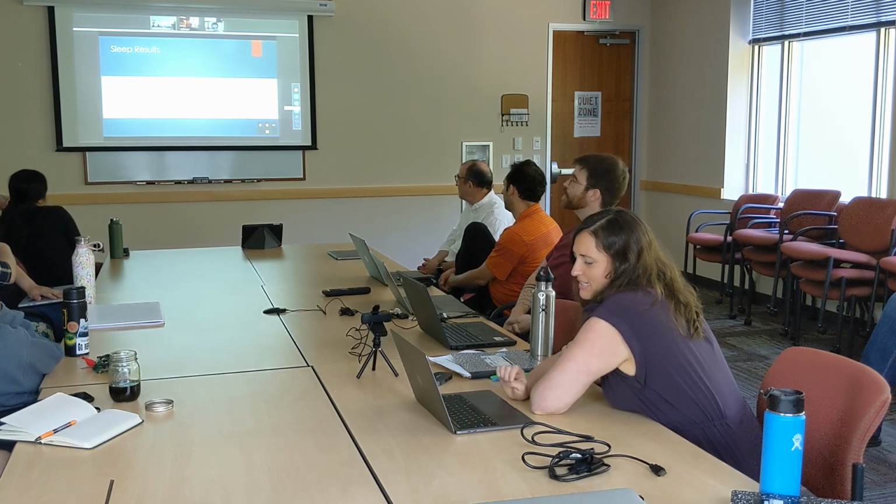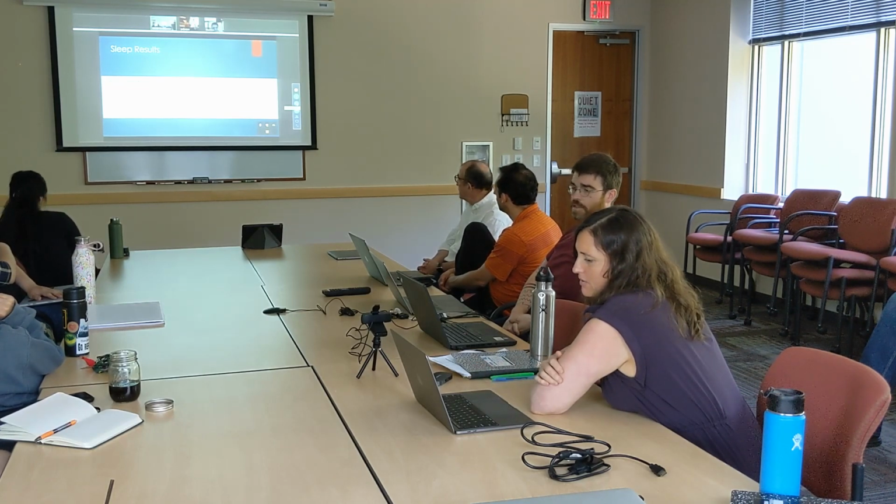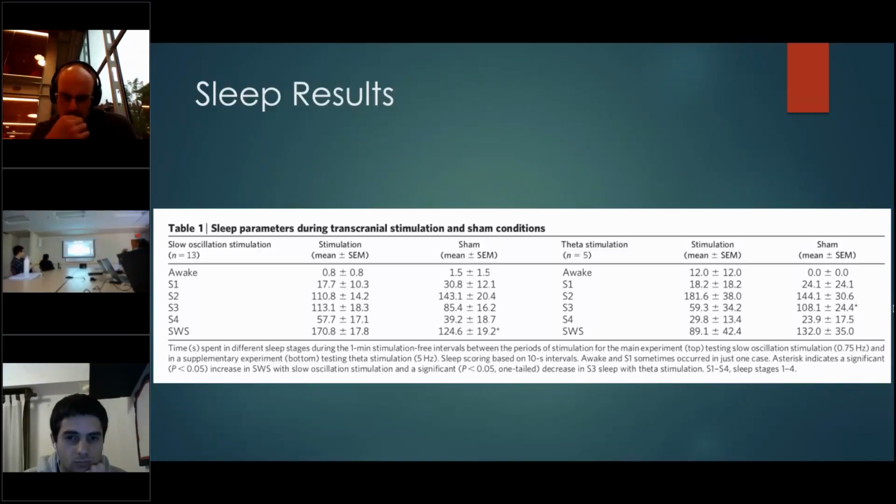Okay. Oh, and then I think Eustace mentioned that he thought it was strange they scored for 10-second intervals, and this is because this is the sleep stages during the 1-minute stimulation-free intervals. So this was the time between that 5-minute stimulation period. That's what they're scoring. So they just scored each minute in 10-second intervals.